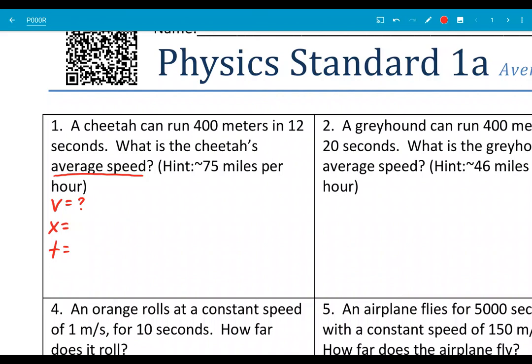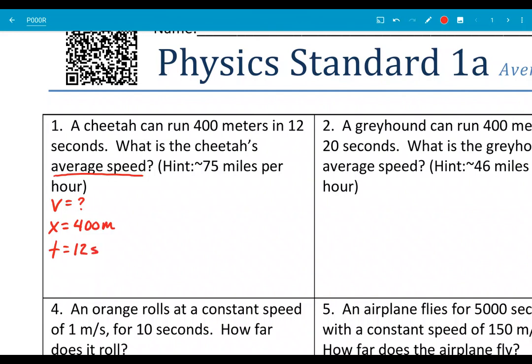Now, we need to find the values for X and for T. And we're going to write all these things down so that we don't make any simple mistakes. It says that the cheetah can run 400 meters. That's a distance. So we'll put that down next to X. And it does it in 12 seconds.